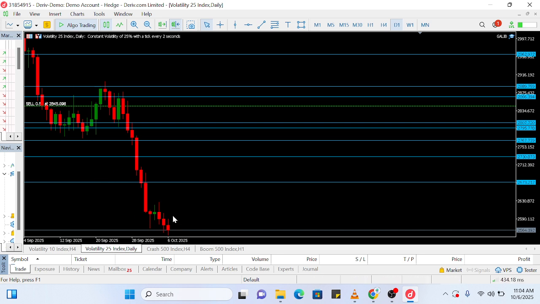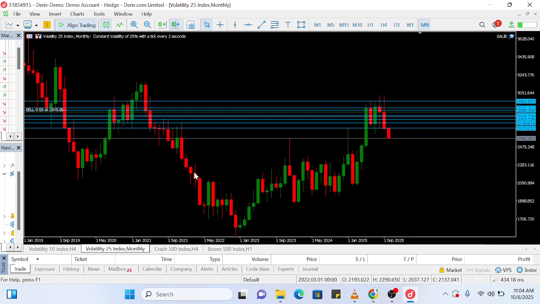Now, the information I want us to get on this terminal is looking at the monthly time frame. You have a lot of lines on my chart. I basically did these markups because there were lines of sensitivity.